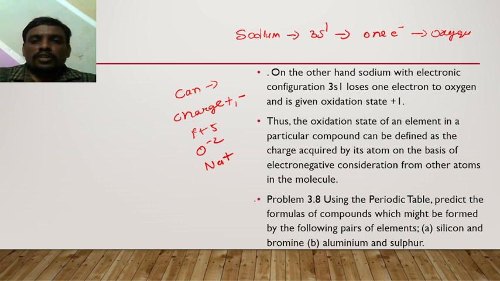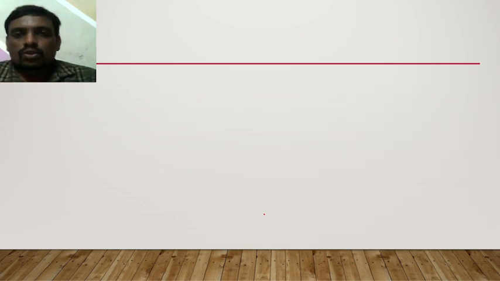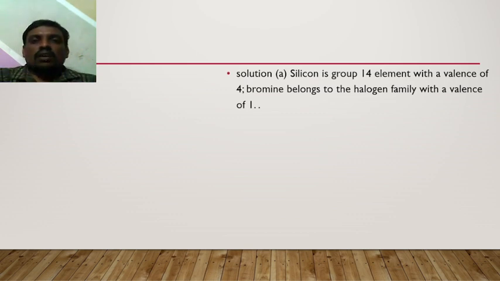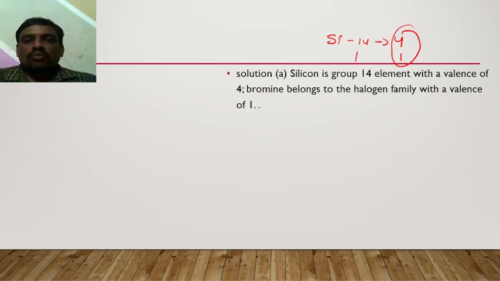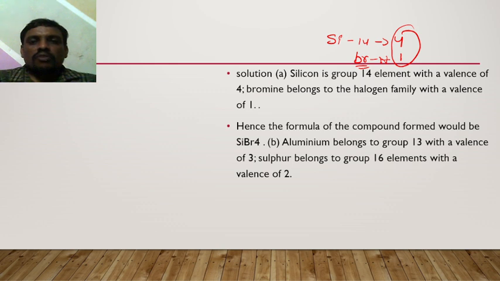Problem: using the periodic table, predict the formula. We have to find the formulas of compounds which might be formed by the following pairs of elements: silicon and bromine, aluminum and sulfur. If you take silicon, it is a group 14 element with a valency of 4. Bromine belongs to the halogen family with a valency of 1. Hence the formula for the compound formed would be silicon bromide, SiBr4.